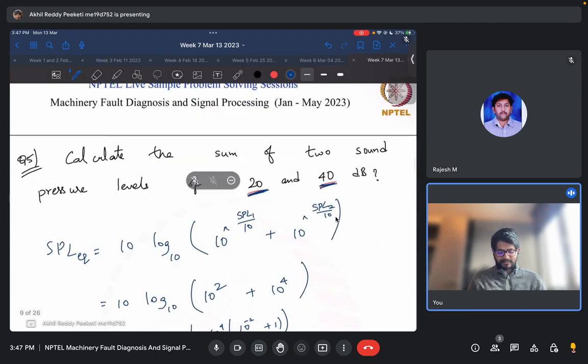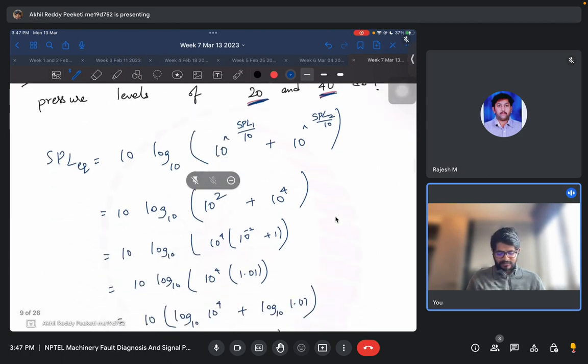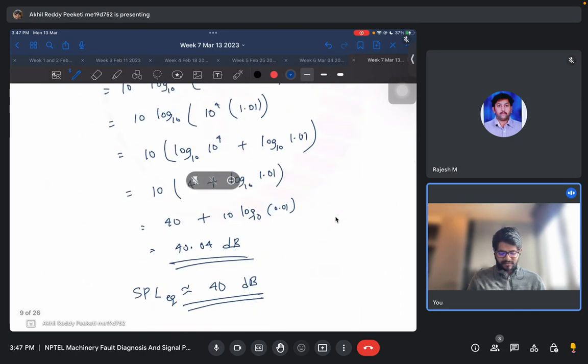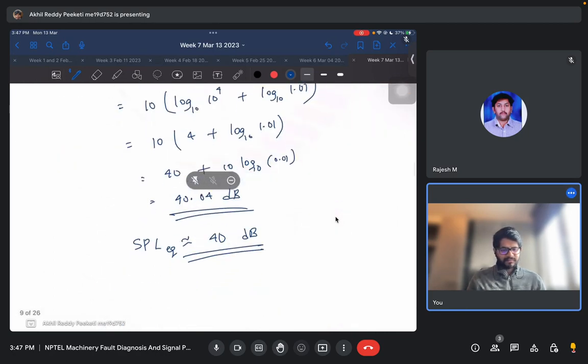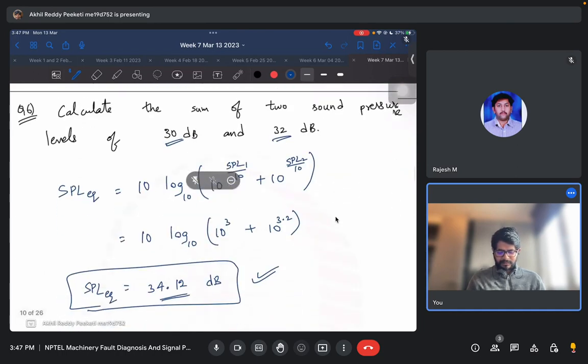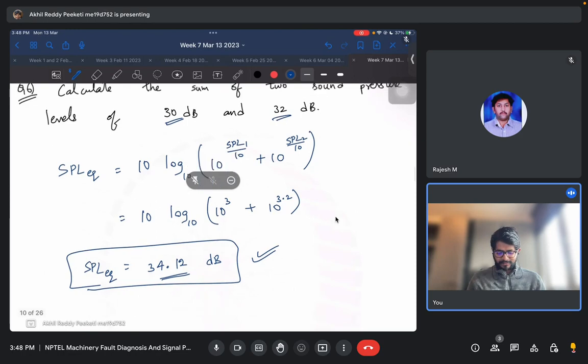Now when you have two different SPLs, then you need to use the full formula: 10 log10 of 10 power SPL1 by 10 plus 10 power SPL2 by 10. With that we can get the effective or equivalent SPL. When these two are drastically different, you see that it is closer to the largest decibel itself. We also calculated one more where they are different, and when they are 30 and 32 it can go to around 34. So when the two SPLs come closer, you get a larger change than the individual SPLs, and when they are very far apart the final SPL is close to the larger SPL. Okay.